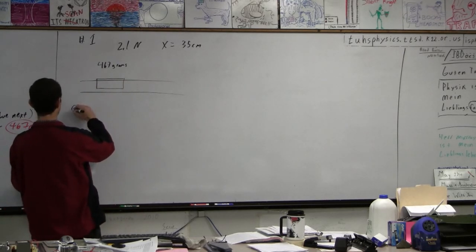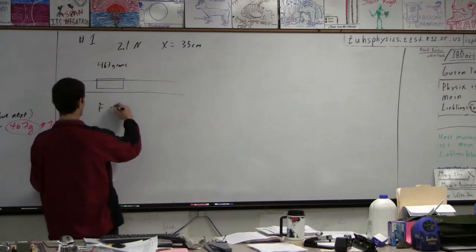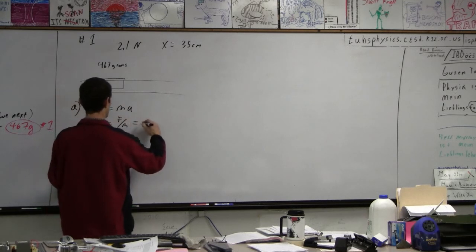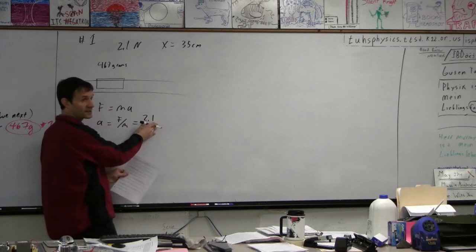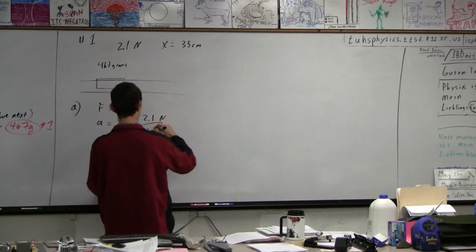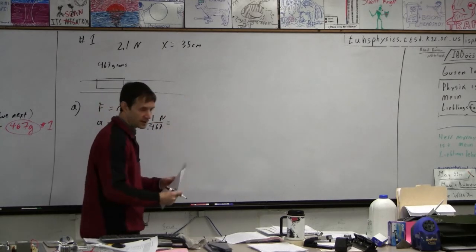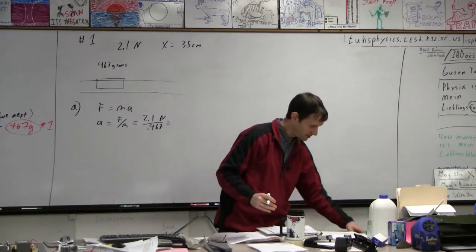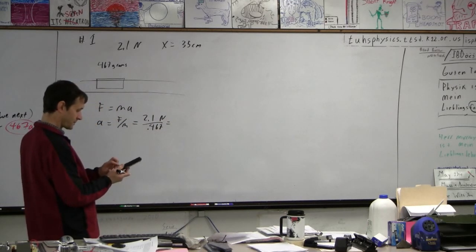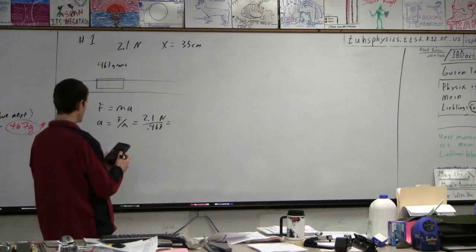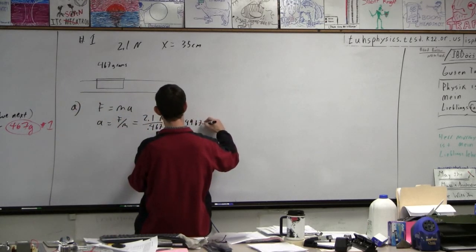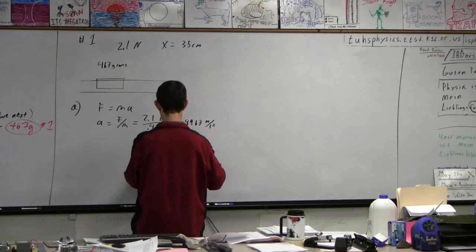So part A, I think what we want to do is just F equals ma, right? So a is going to equal F over m. It's going to be 2.1 newtons, and since it's frictionless, that's the only force acting on it, right? So this is like a Newton's second law problem, divided by 0.467, and that's approximately 4.4967 meters per second squared.